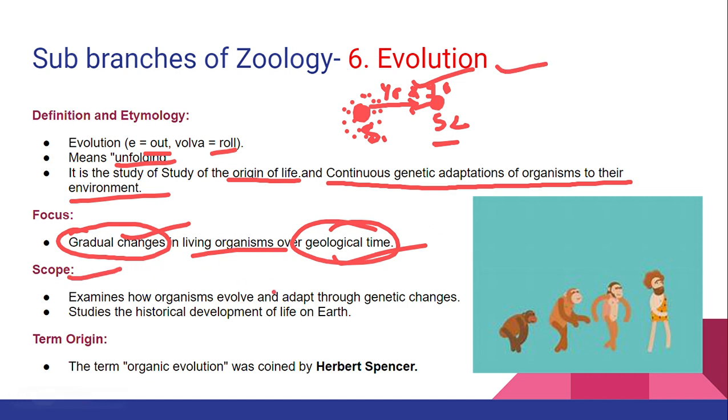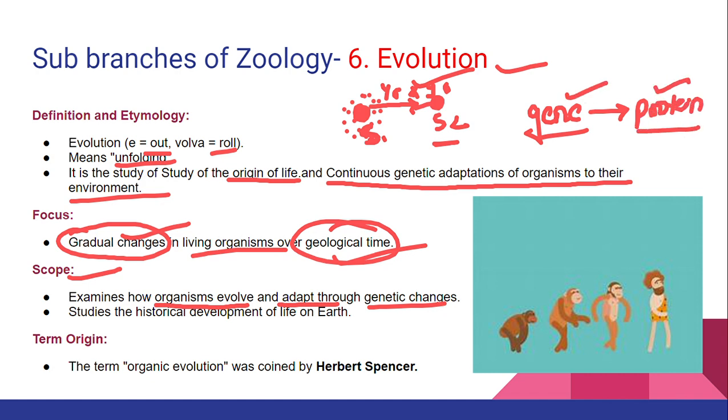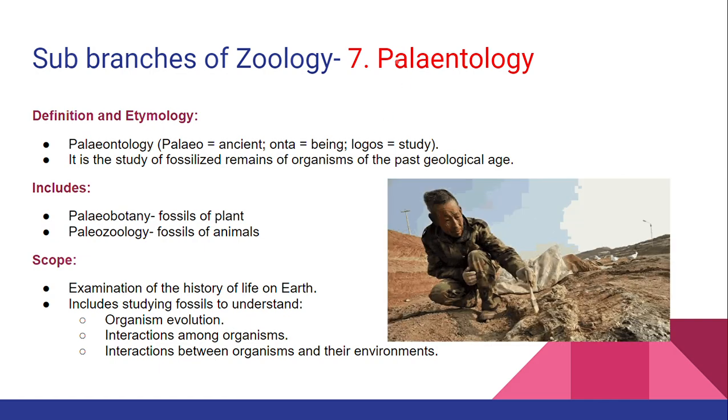Now, what is the scope of evolution? Why do we have to deal with it? We are able to see how organism evolution takes place and how they are able to adapt through their genetic change. Class, how has this species 1 changed into species 2? There is a change in their gene, because gene is responsible for the production of protein. So if there is a change in the gene, that kind of protein is formed in the body which will help the organism to survive in the extreme condition, right? Now, term origin. The term organic evolution was coined by Herbert Spencer. All these names are very, very important, class.